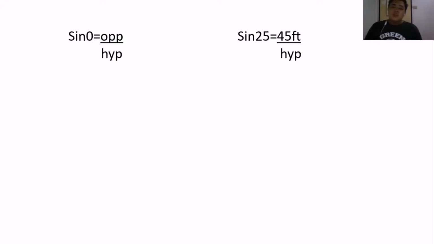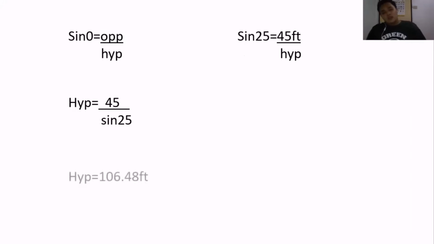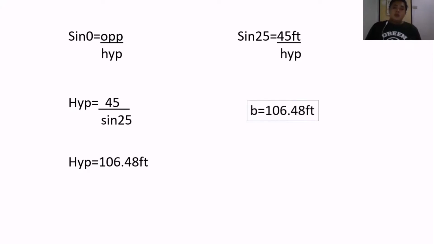Like in the second example, we will transfer sin and exchange its place with hypotenuse. So it will look like this. Hypotenuse equals 45 over sin 25. Input it in your calculator and it will look like this. Hypotenuse equals 106.48 feet. Since we are looking only and solely for B, we get our final answer, which is B equals 106.48 feet. This is the distance between the two spaceships.